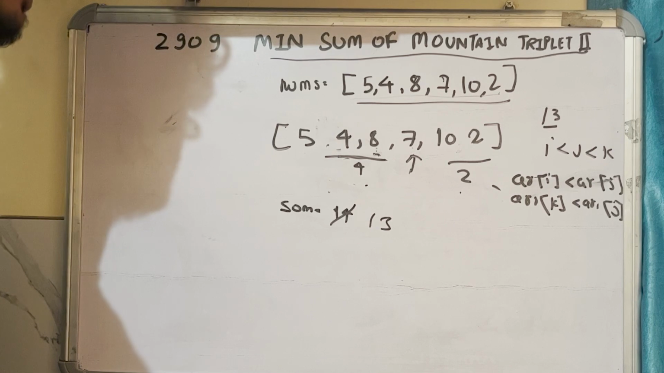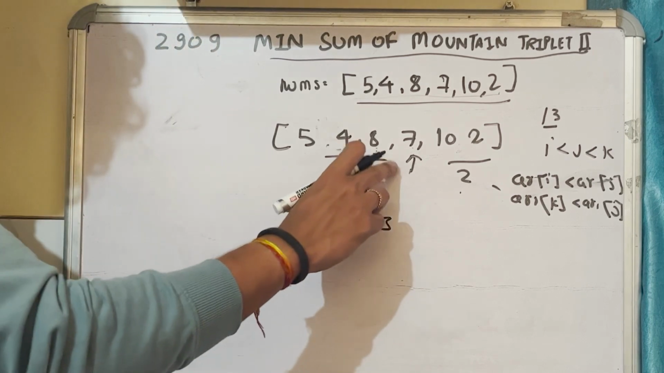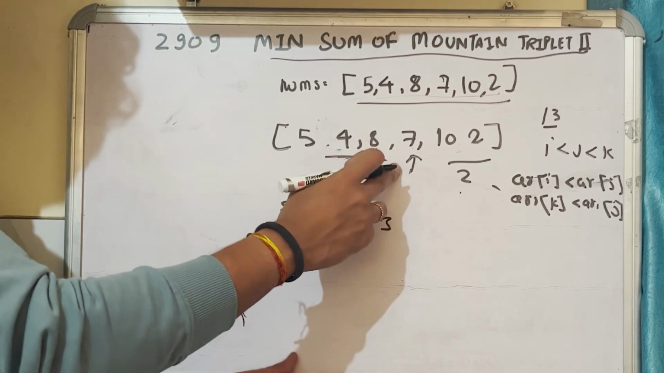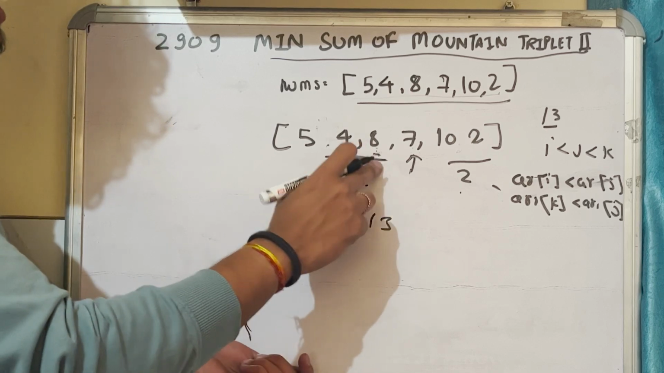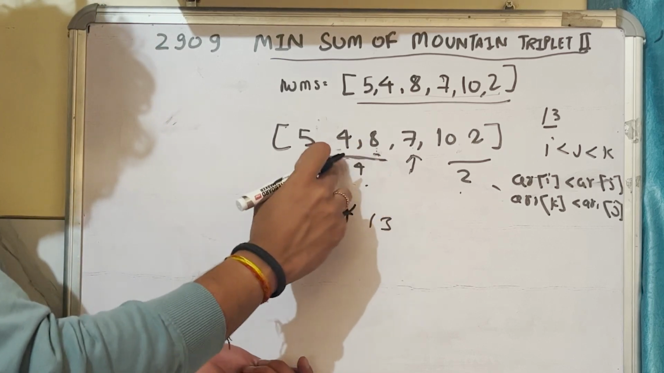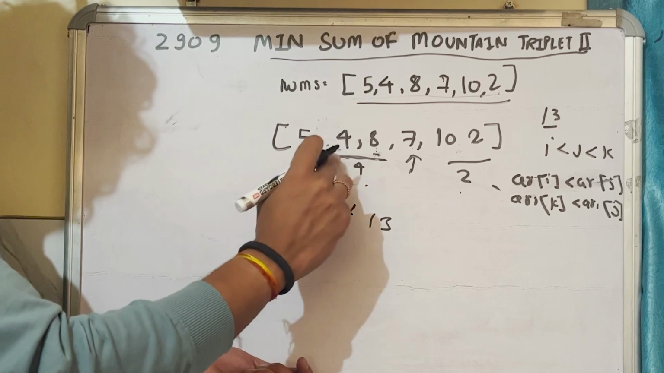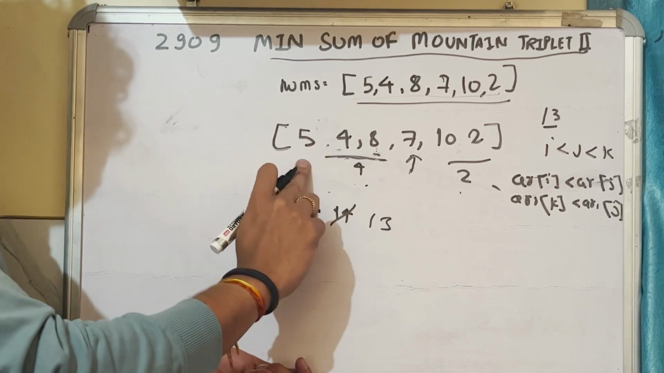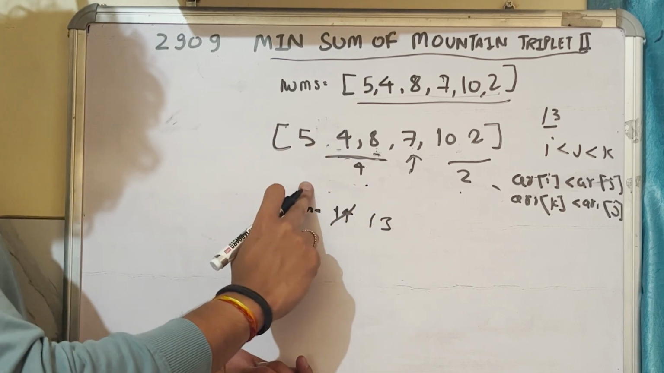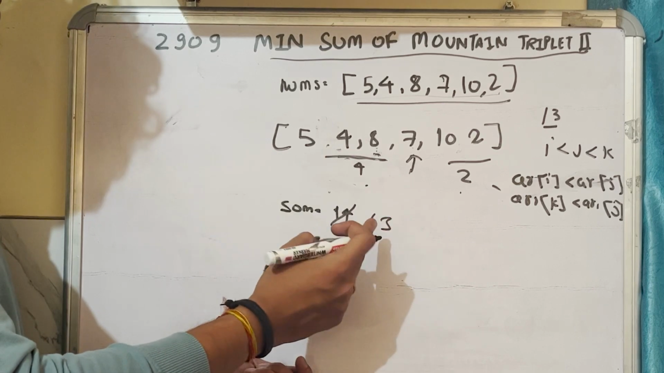So basically what we are trying to achieve is, if we know all the possible minimum values for an index, like for 8, the minimum value before this is 4, and before 4 the minimum value is 5. If we could know this, that will be very beneficial.